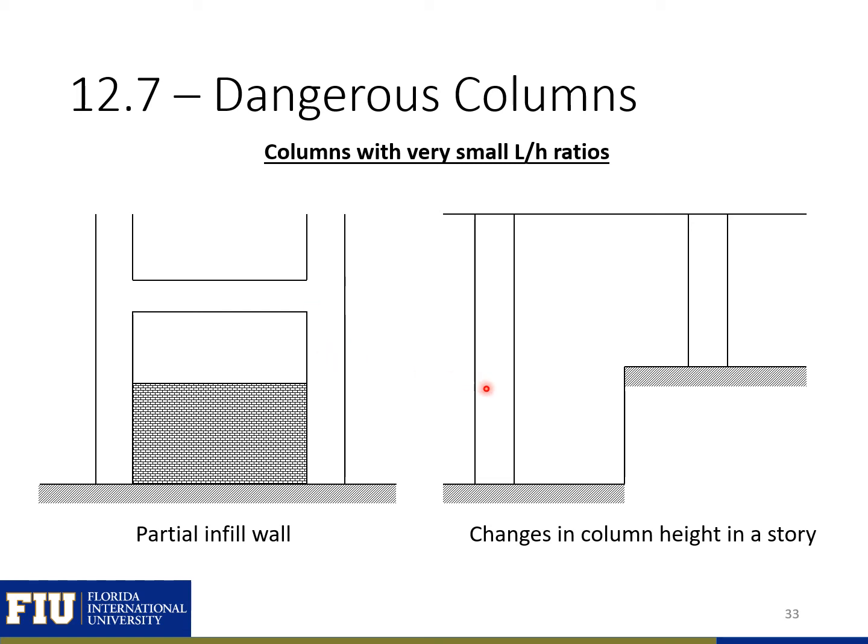Another type of column that can control is when we have a change in column height in a story. Here we have a longer column on the left side where the elevation's lower. When the elevation increases, if you wanted to keep the next story height the same without having to excavate all this material, maybe you just shorten your column. This column has a smaller L over H ratio. It's going to attract more force because it's stiffer, and this will be a shear critical column. So these are two columns that you want to try to avoid when designing in seismic regions.